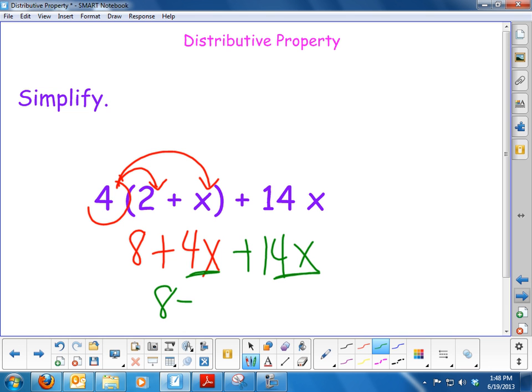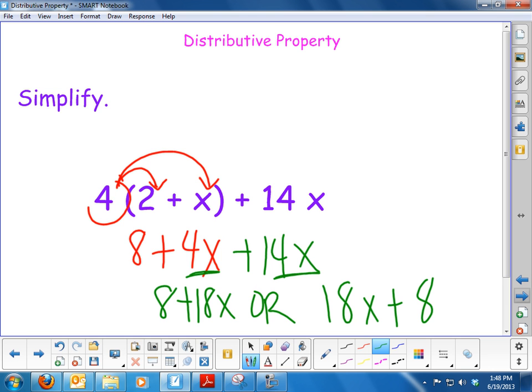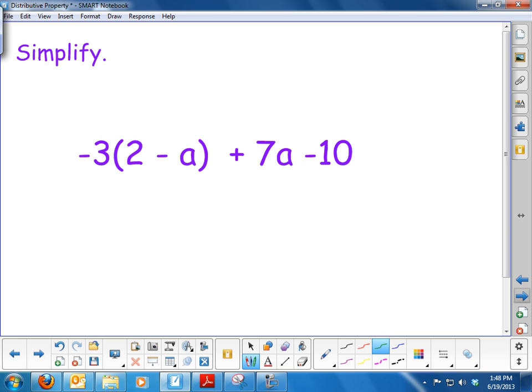So I have 8 plus 18x. Or another way of writing this is 18x plus 8. That is the commutative property. It doesn't matter which way you write it. They're the same thing.